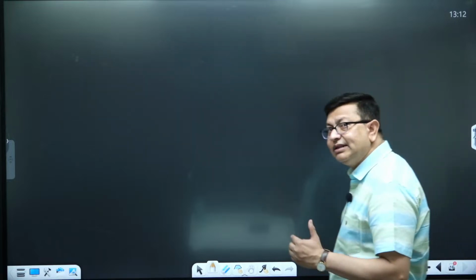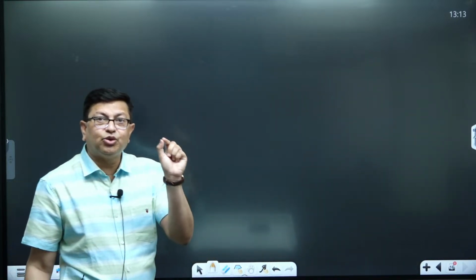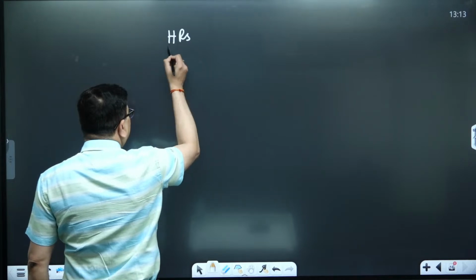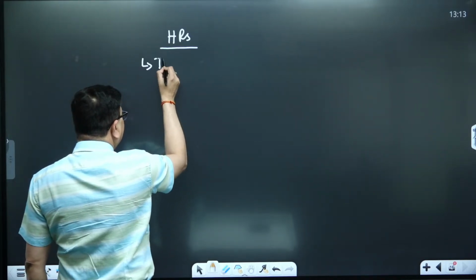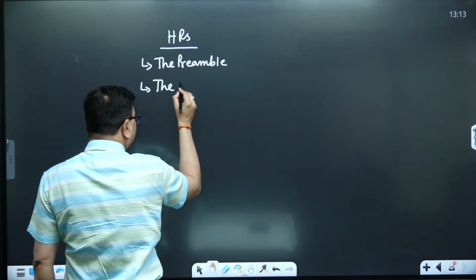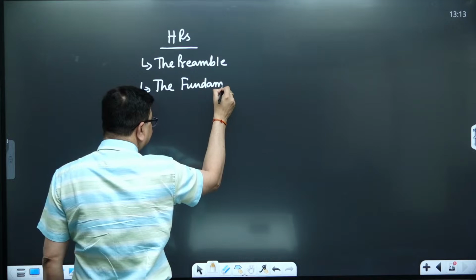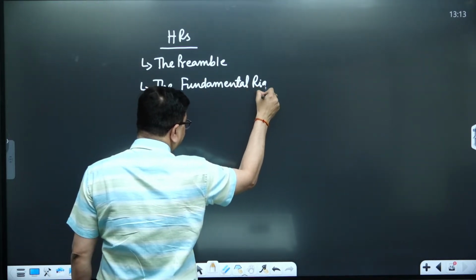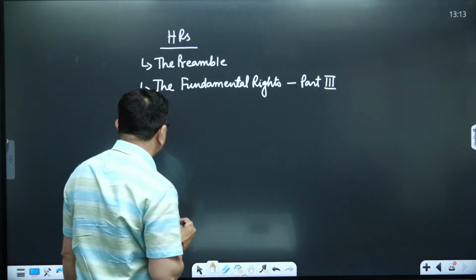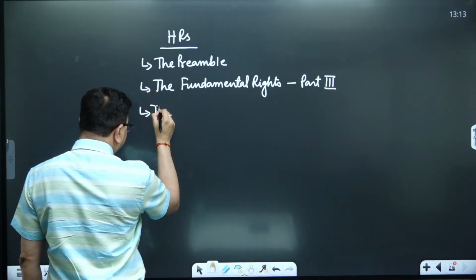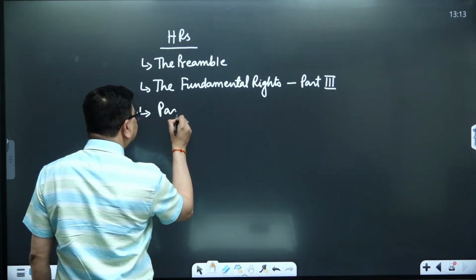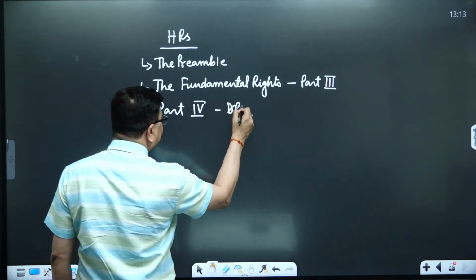Then from here, another set of questions: which parts of the Constitution of India contain the human rights. So the human rights have been contained in the preamble, the topic of fundamental rights, that is part 3 of the Constitution, then part 4, that is the directive principles of state policy.